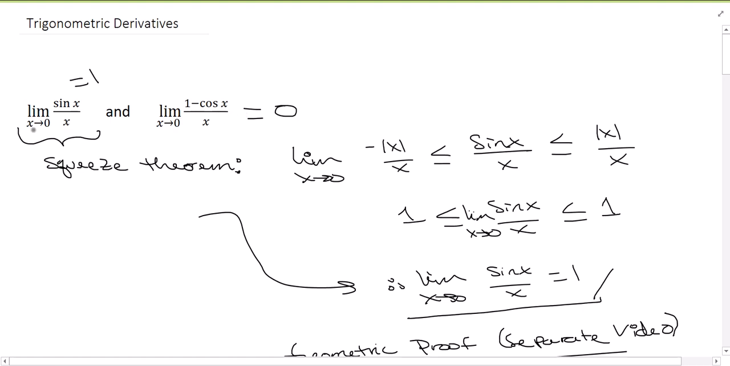In the next video, I'm going to record how to find the derivative from the definition of the derivative of sine x, and then use that to find tangent and all the other ones, and we'll have some fun with product rule and quotient rule using trig functions.